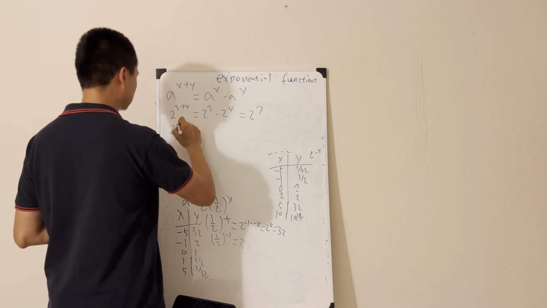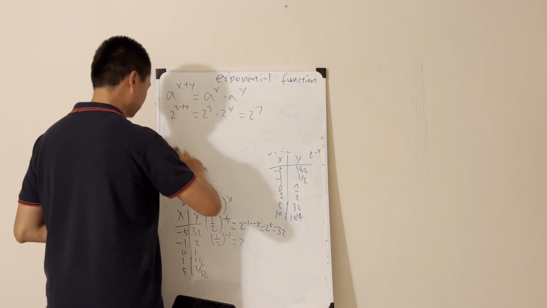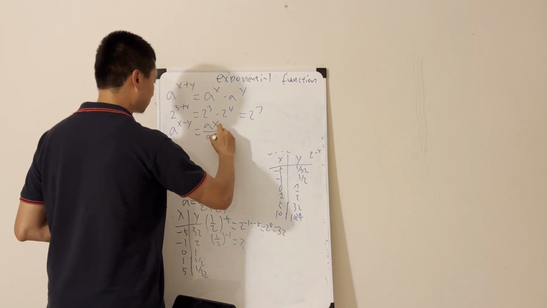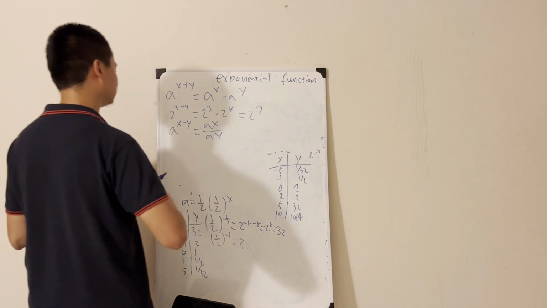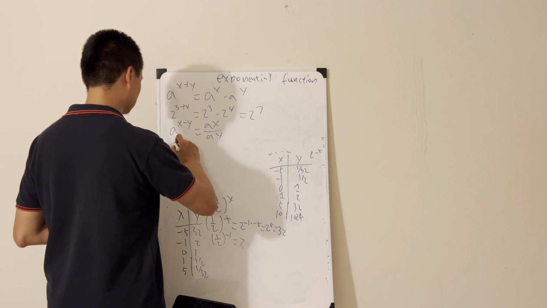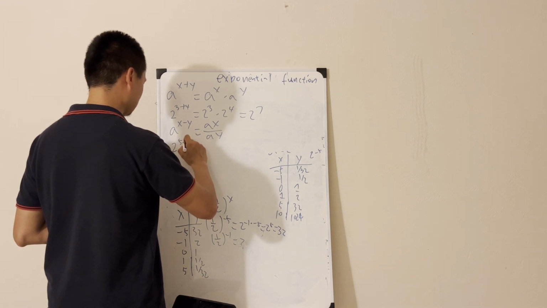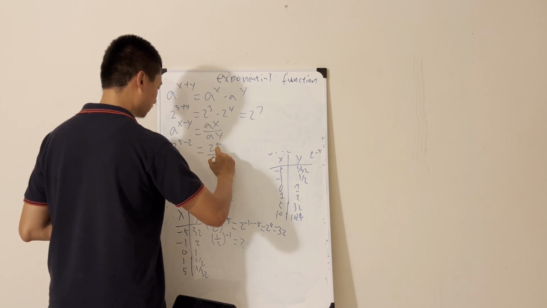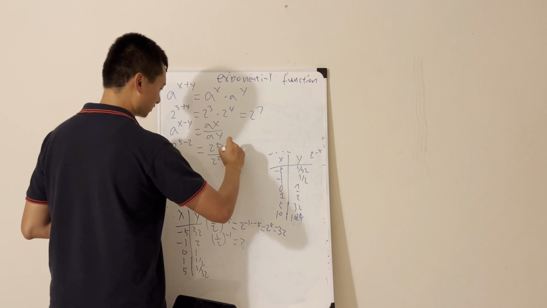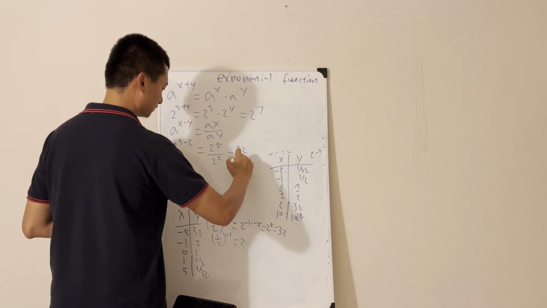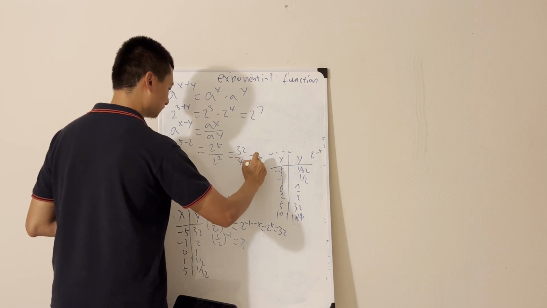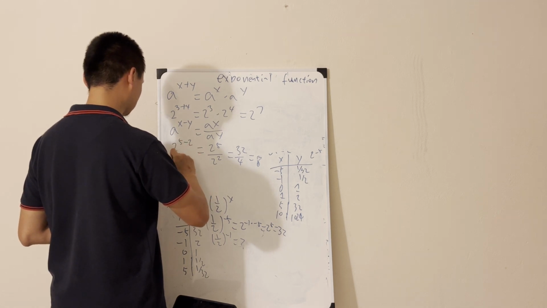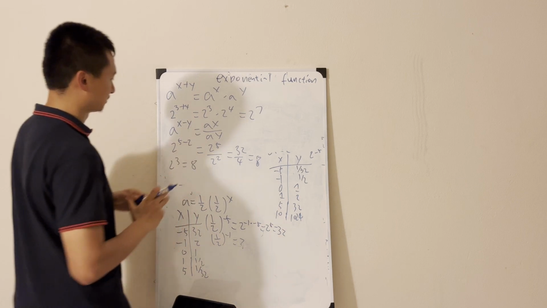Conversely, a to the x minus y is the same thing as a to the x divided by a to the y. Let's give an example. 2 to the 5 minus 2 power, same thing as 2 to the 5 divided by 2 to the 2. Well, 2 to the 5 is 32 divided by 2 to the 2, which is 4, which is 8. Notice 2 to the 5 minus 2 power is the same thing as 2 to the 3rd, which is also 8. So you see it's the same answer.